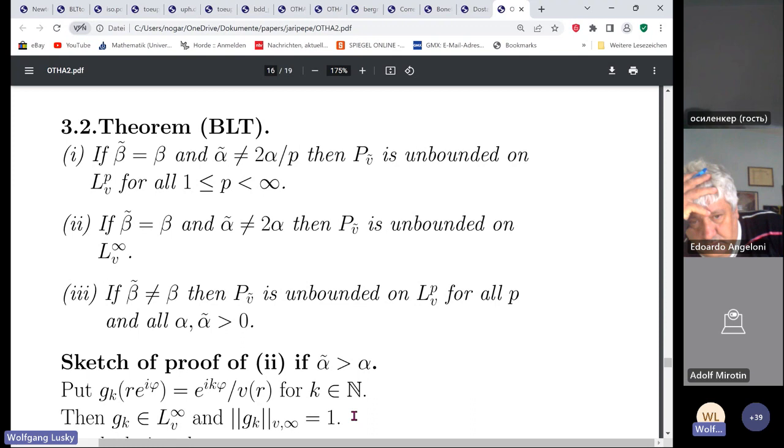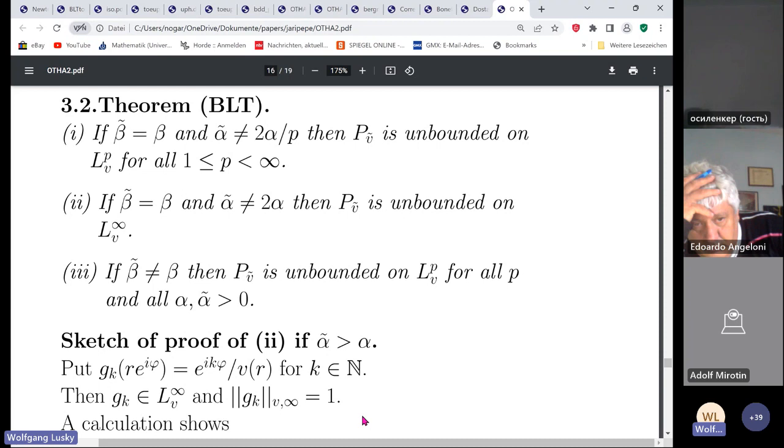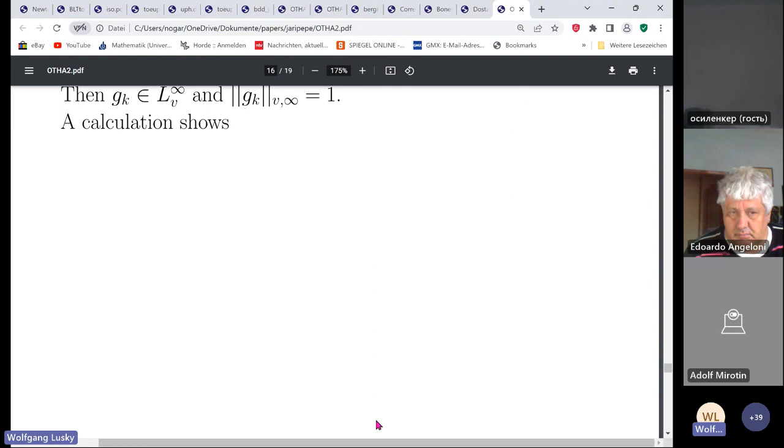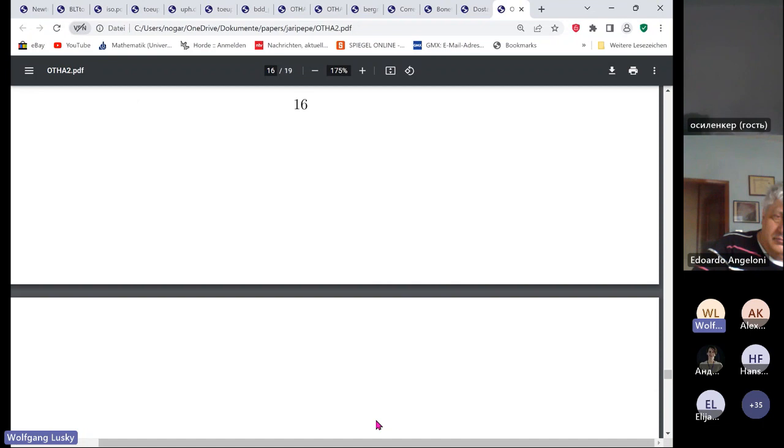This is easily seen, of course. And now we want to somehow estimate the corresponding weighted subnorm for the Bergman projection applied to G sub k. And after a lengthy calculation, one finds a lower estimate for this. And this is the following.